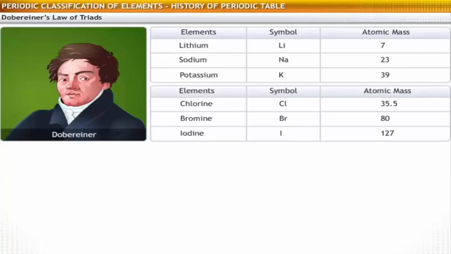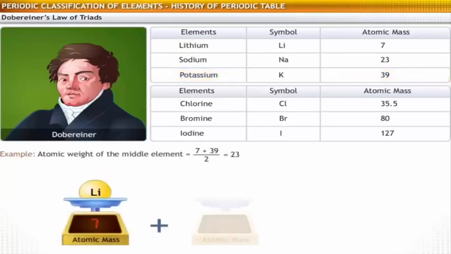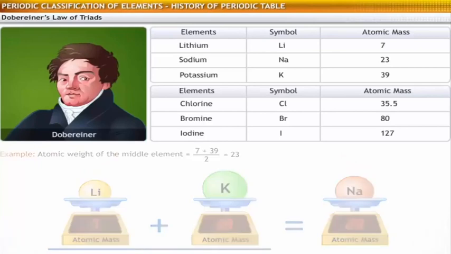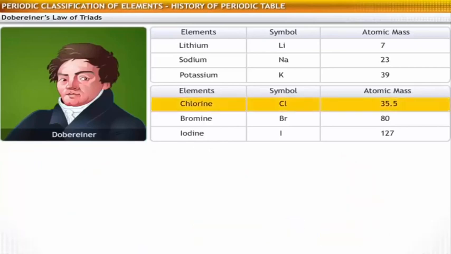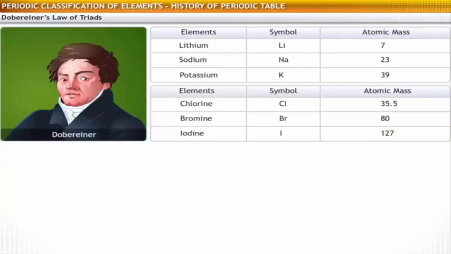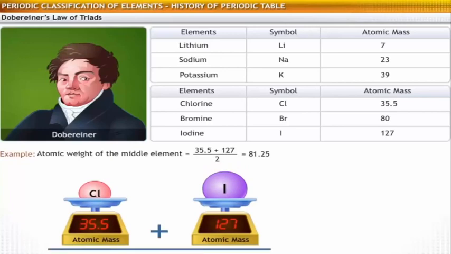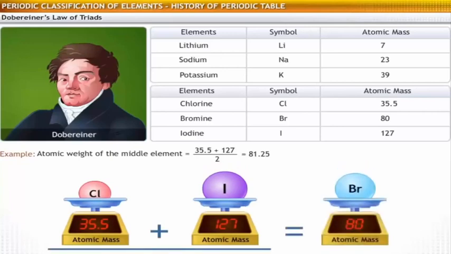To illustrate this law, consider the triad of lithium, sodium, and potassium. The atomic mass of lithium is 7, the atomic mass of sodium is 23, and the atomic mass of potassium is 39. The arithmetic mean of the atomic masses of lithium and potassium is 23. This is equal to the atomic mass of sodium. Similarly, in the triad of chlorine, bromine, and iodine, the arithmetic mean of the atomic masses of chlorine and iodine is approximately equal to the atomic mass of bromine.